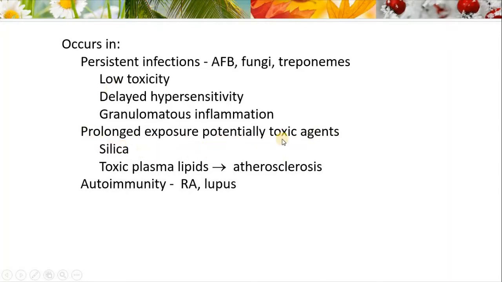Besides, some potentially toxic agents such as silica; atherosclerosis occurs due to toxic plasma lipids. Also rheumatoid arthritis, SLE.